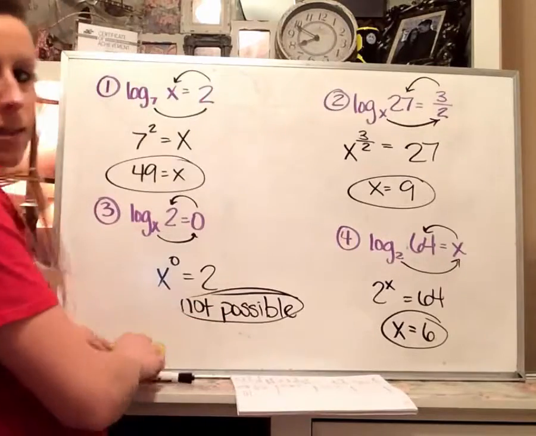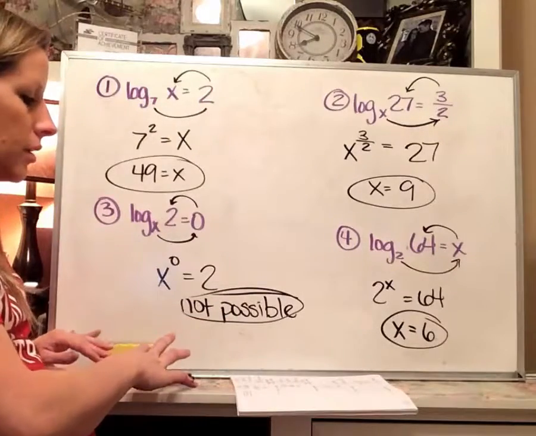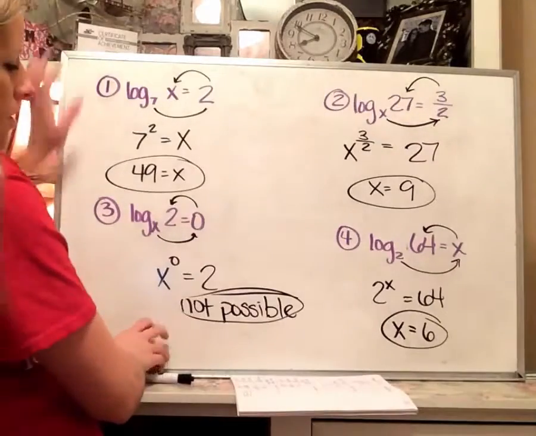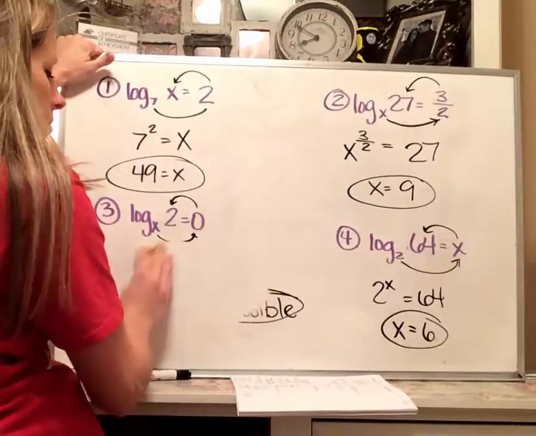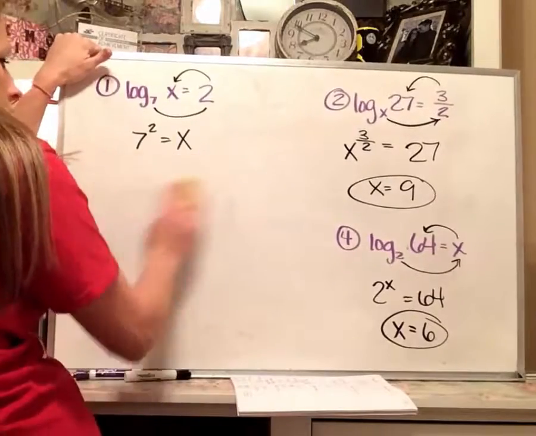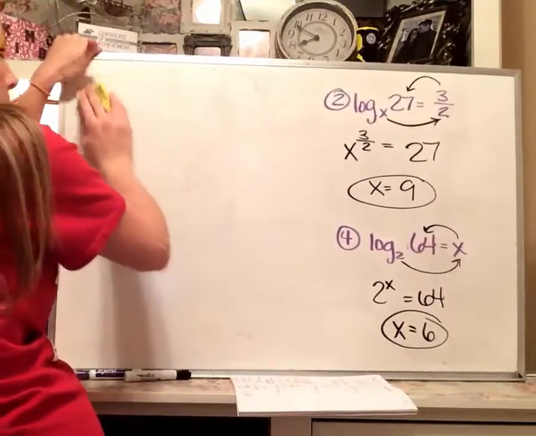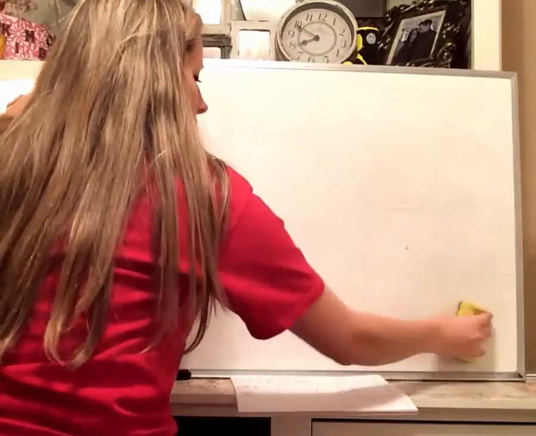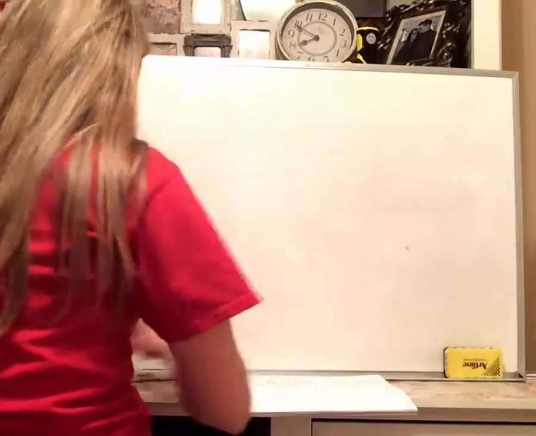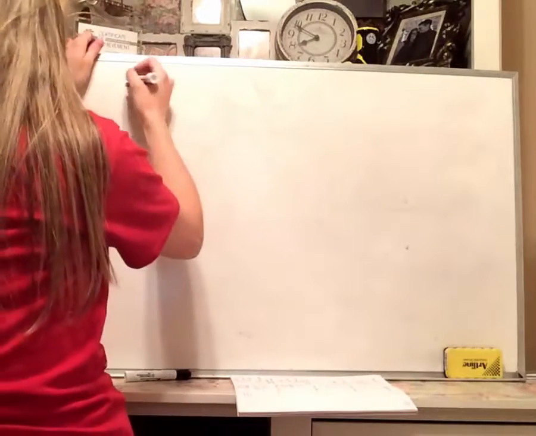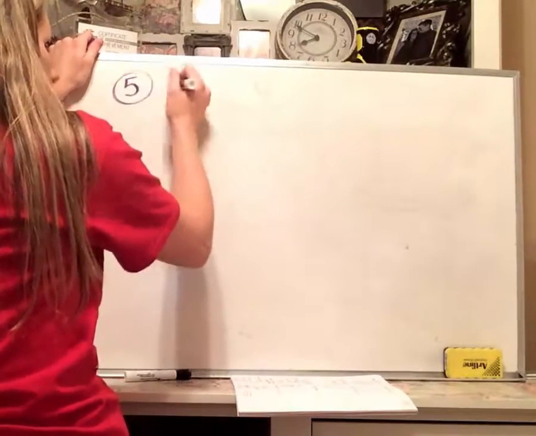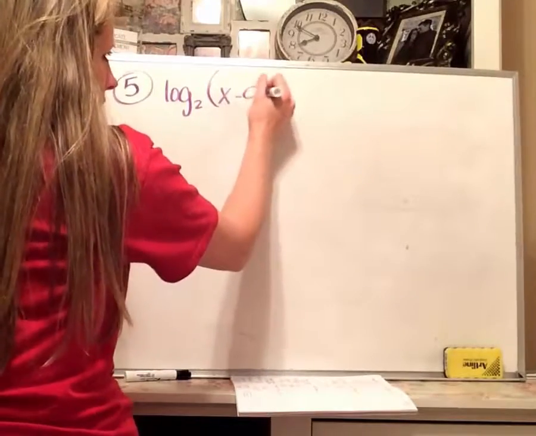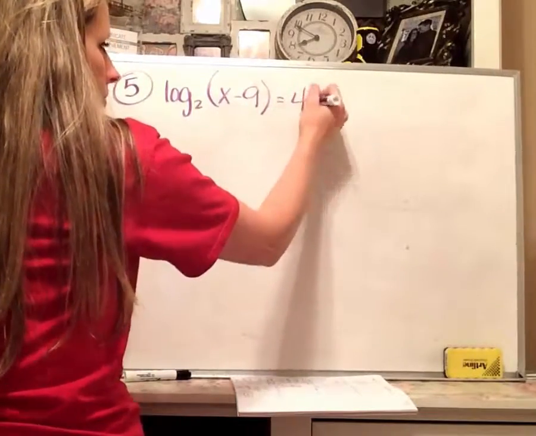Alright, on the back, this is where we start taking it a step further. We've done some easy problems, now we're going to step it up a little bit. So let's look at number 5. Okay, on number 5, we have log base 2 of x minus 9 equals 4.